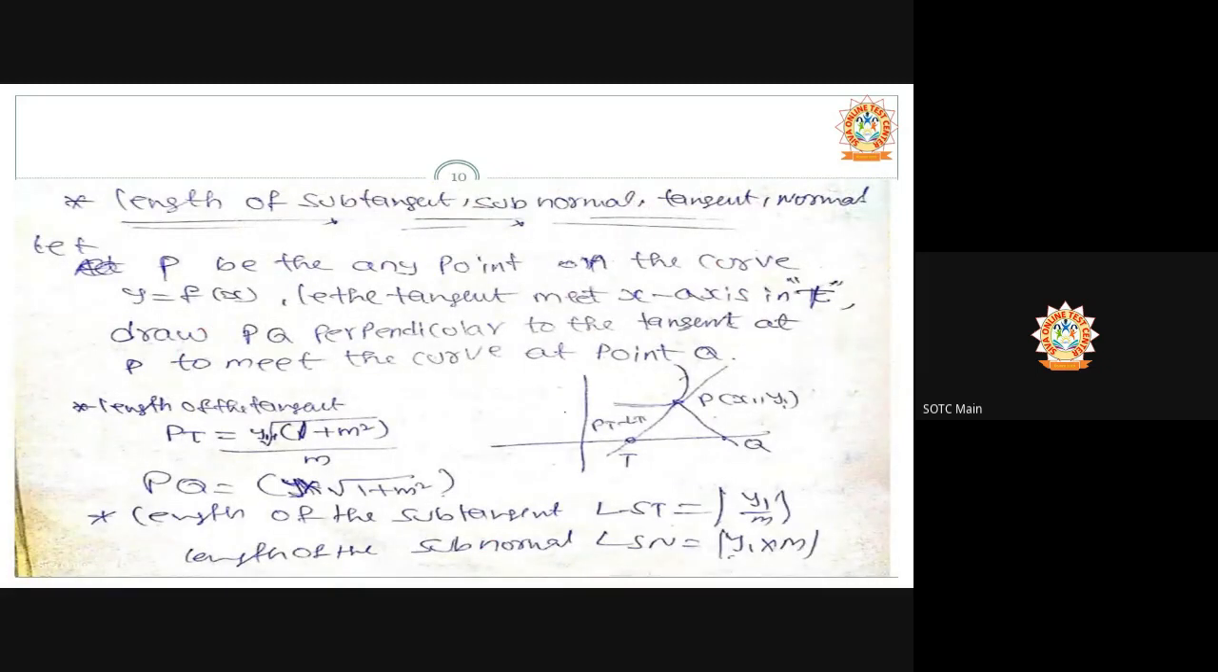Now see, this is the curve, this is the tangent, and here we are limiting this tangent from the point to P. This is the length of tangent and this is the length of normal, right? The length of tangent PT is given by y1 into under root of 1 plus m square by m. Then PQ, the length of normal, is given by y1 into under root of 1 plus m square. So the only difference is that in one m is dividing and in the other it is not dividing. Next, the length of subtangent is given by mod of y1 by m, because length is always positive; that's why we take the mod, even if the result is negative, we take the positive only. The length of subnormal will be y1 into m under the mod, right?